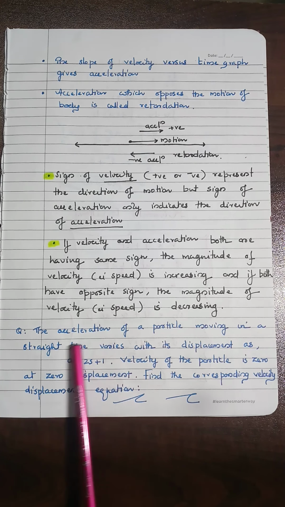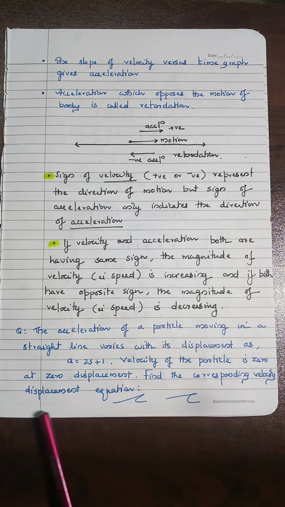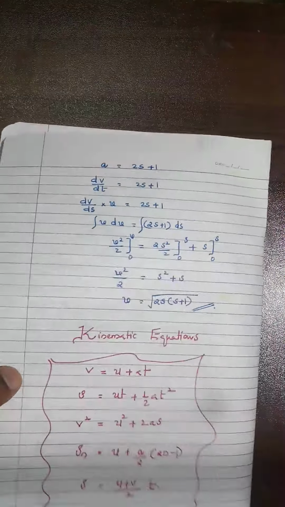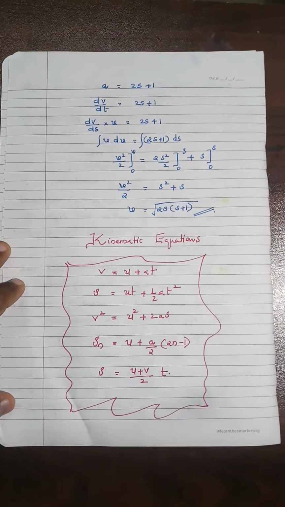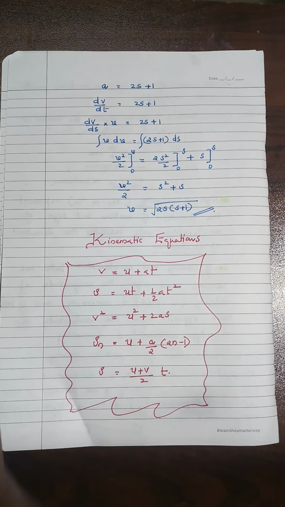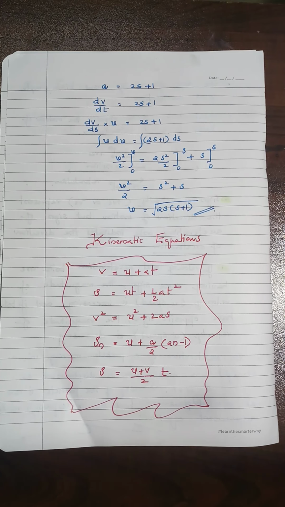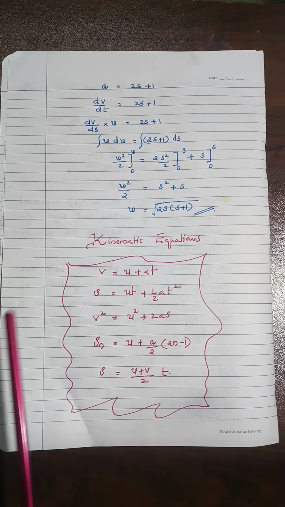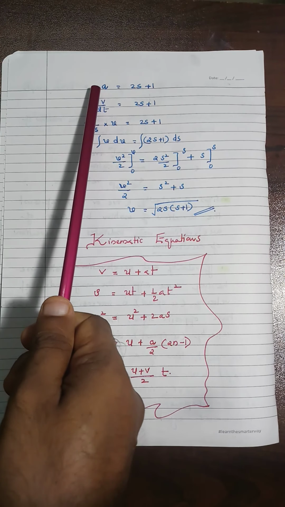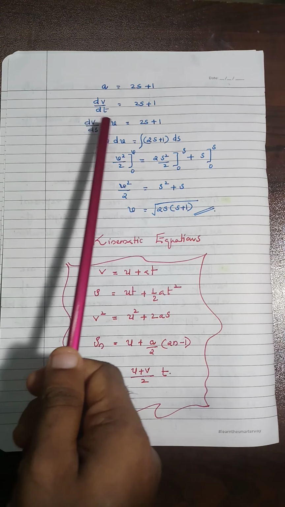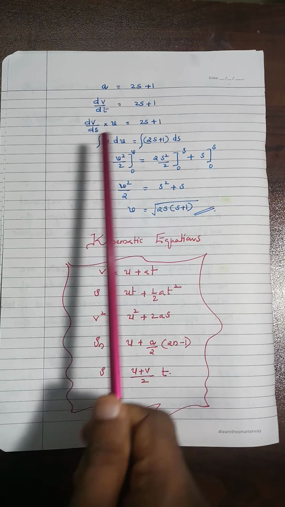So here the acceleration is expressed as 2s plus 1, but we have to relate the velocity and displacement. A very good concept, a very, very important concept. A is given as 2s plus 1 here, but we know the acceleration is dv by dt. We have already expressed that acceleration in terms of velocity and distance through the relation v into dv by ds, that is given as 2s plus 1.